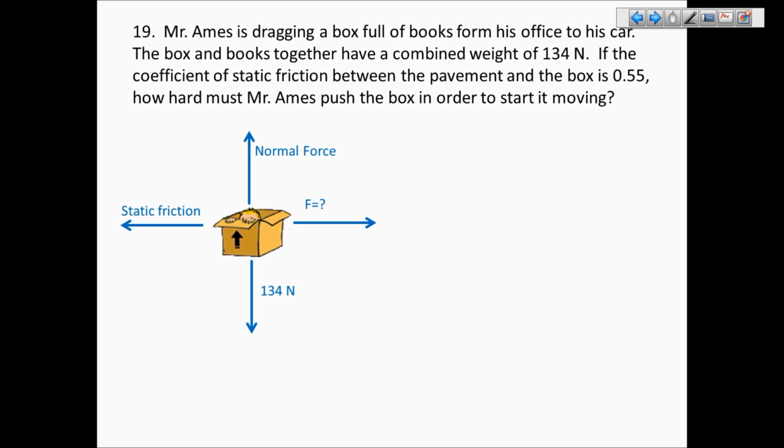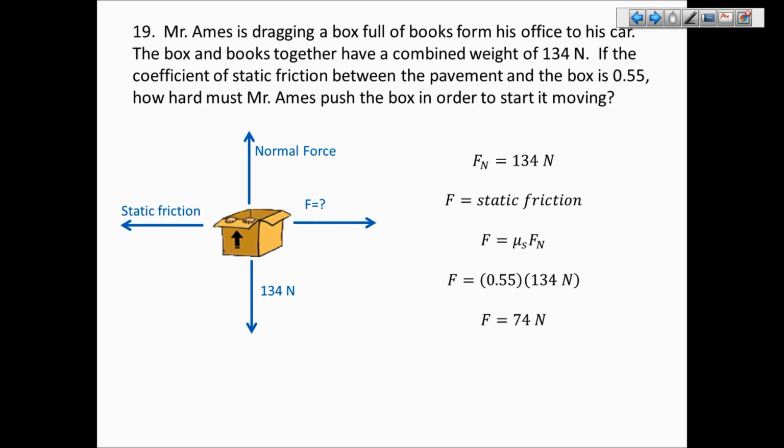So again, we'll start with a free body diagram, and we have to figure out how hard Mr. Ames has to push on this box. We know that the static friction is what we have to overcome, so our force is going to have to just equal static friction. Static friction is equal to mu times the normal force, and we'll just plug in 0.55 times 134 newtons, and we find out that the force that he needs to push with is 74 newtons. Alright, good luck, Mr. Ames.